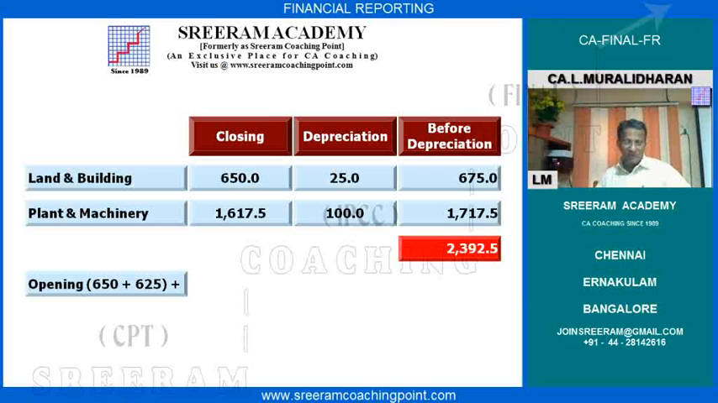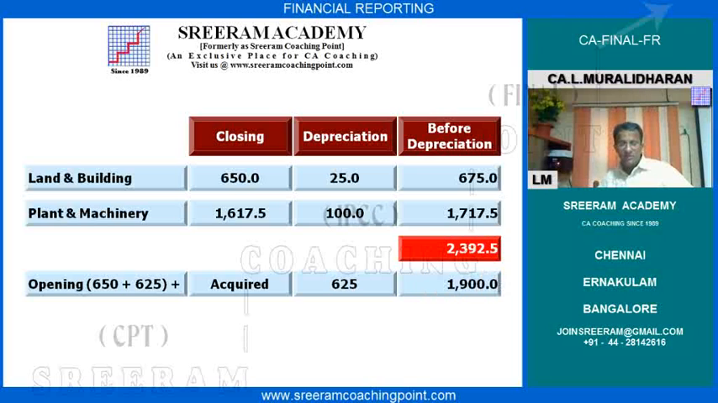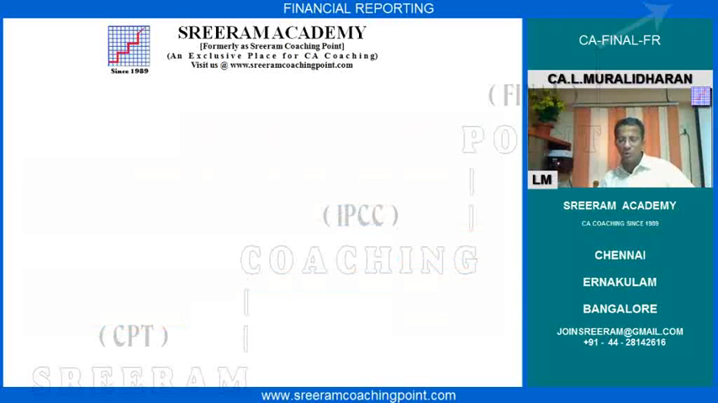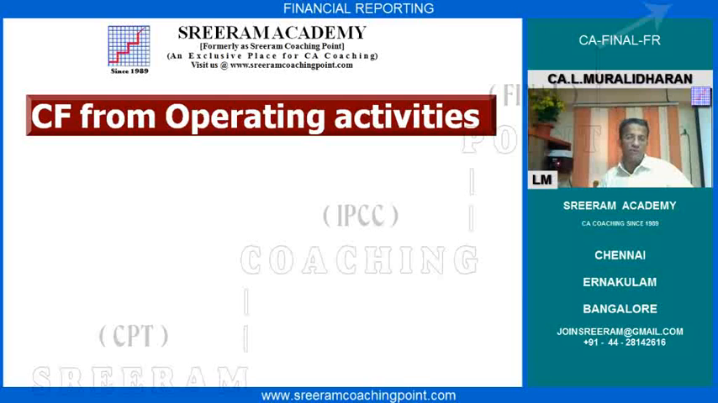So the opening balance of land and building and plant and machinery is given in the problem, plus whatever we have acquired, the same thing we did for stock data. 1900 could have been the figure. The difference between the two should be considered as an increase purely on account of cash paid, to the extent of 492.5.